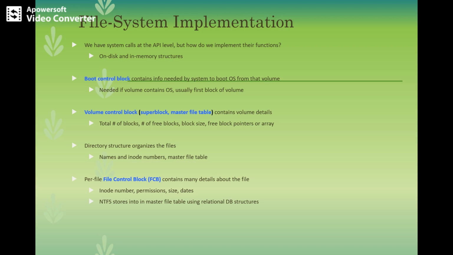So what is this FCB? The FCB contains many of the file's details, including file permissions, ownership, size, and the location of the data blocks. In UFS, this is called the inode. In NTFS, this information is usually stored within the master file table. So we have talked about the file control block, which contains details like inode number, permissions, size, date, and so on.